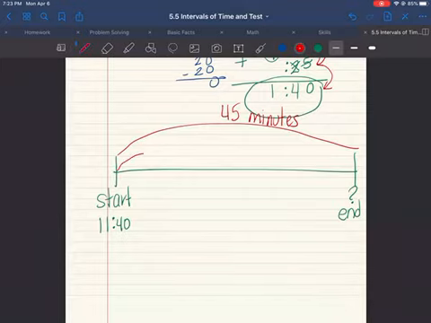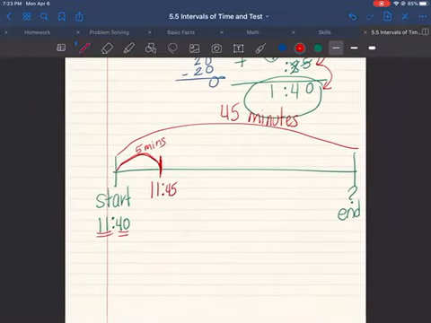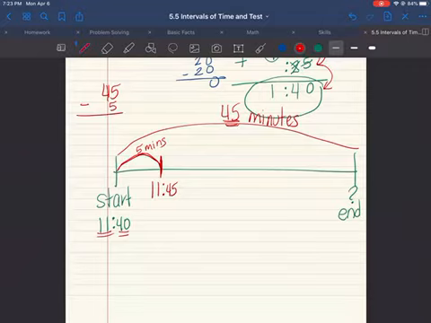So I'm going to start by doing a little hill. I'm going to do a hill for 5 minutes. So if I'm at 11:40 and I add the 5 minutes, I would end up at 11:45. Remember, how many minutes did we need to jump? 45. I already jumped 5. So how many more do I need? 45 minus 5 is 40. I still need 40 minutes.